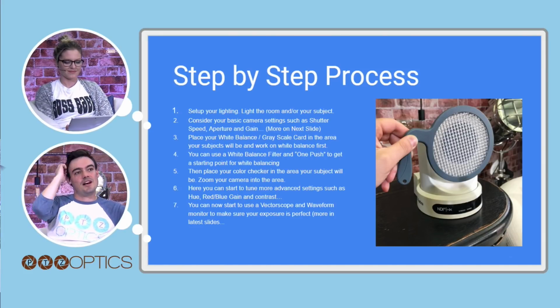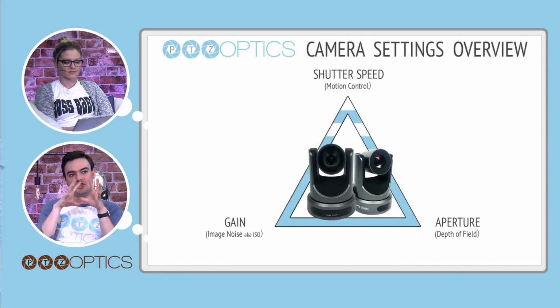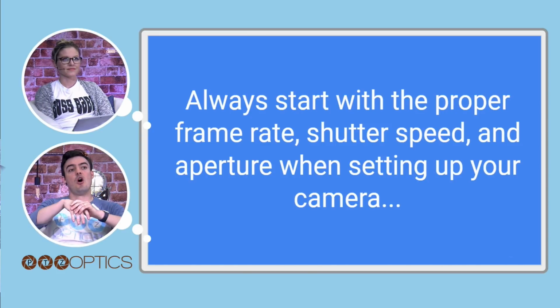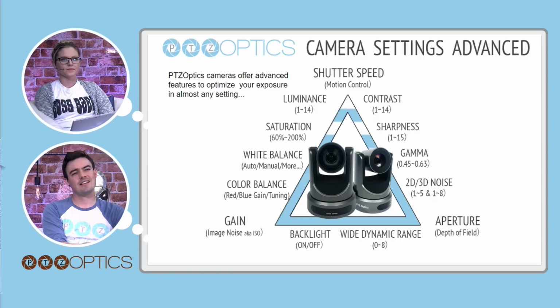Okay, so that's our setup process. Now, the main settings, like I mentioned, is shutter speed, gain, and aperture. And once you get those tuned in, on the next slide, you'll see that there's a whole bunch more. But we want to get the proper frame rate, shutter speed, and aperture in your camera. And we'll talk a little bit about that. Then we can go on to the more advanced settings. The colors and whatnot. Yeah, which I think is on the next slide. Sorry about that. Which include luminance, saturation, white balance, color balance, sharpness, gamma, 2D and 3D noise reduction, and aperture.